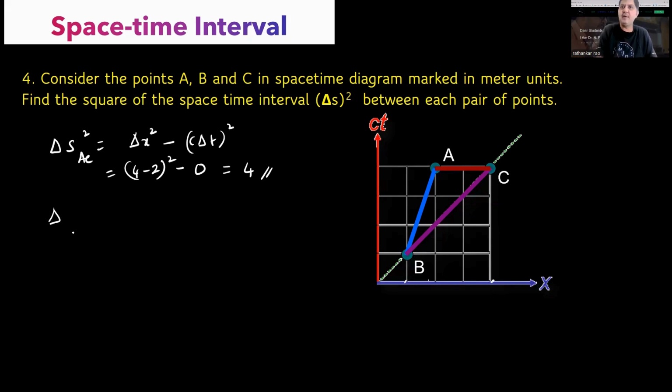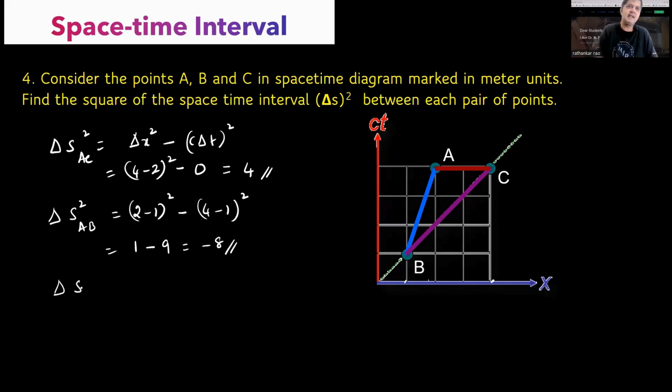And similarly, if I want to find delta S square for AB, what do I get once again? For AB, what is delta X square here? This is 2 here and this is 1 here. So this should be 2 minus 1 the whole square minus c delta T whole square. There is definitely c delta T here. This is your 4 units over here, this is 1 unit over here. So this should be 4 minus 1 the whole square, which is 1 minus 9, since 3 square is 9. So this value should be equal to minus 8, right?